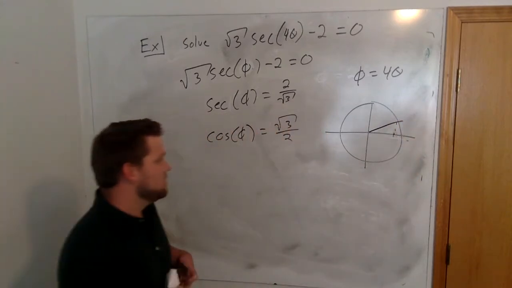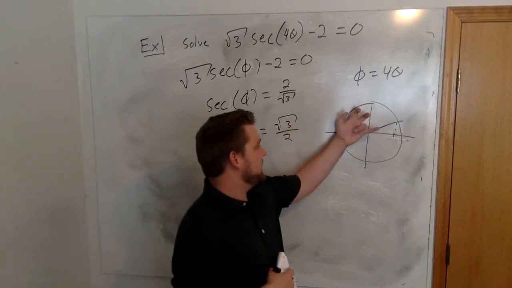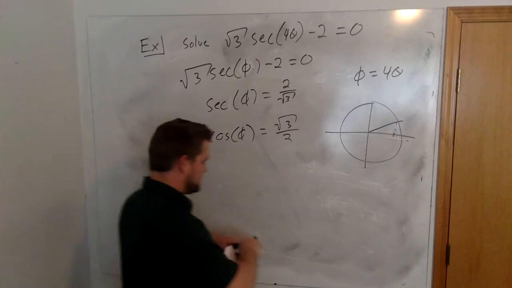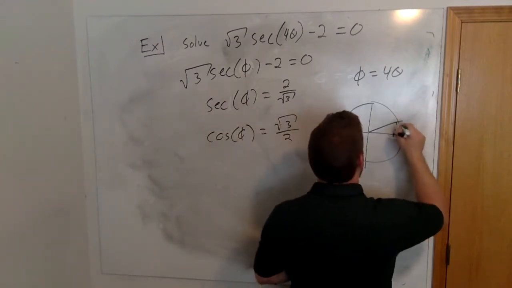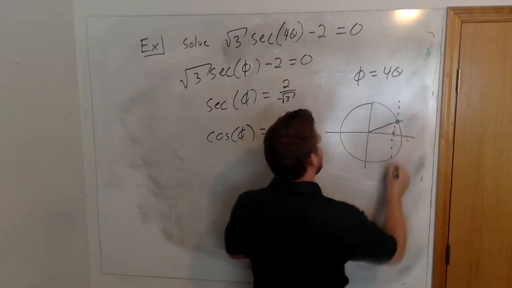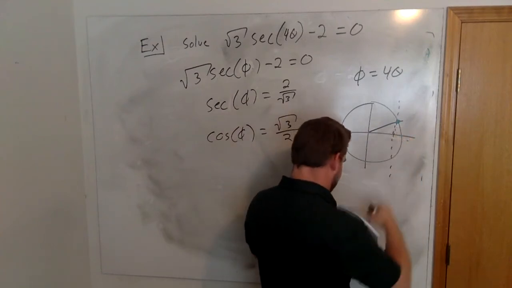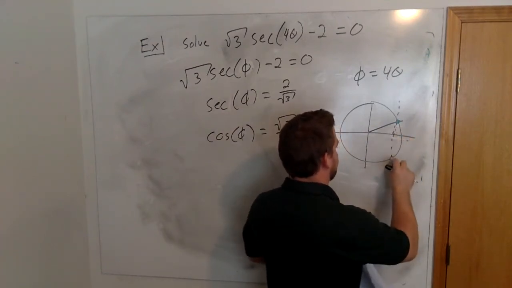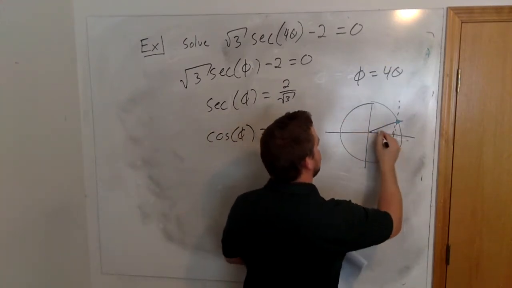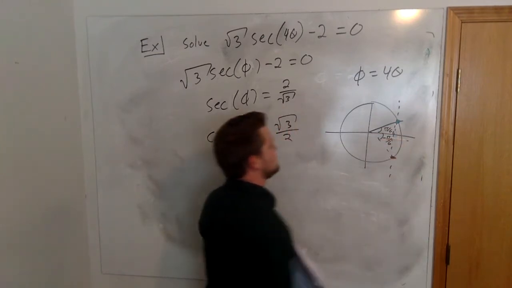So we put down our pi over 6 finger. That'll be when the x-coordinate is root 3 over 2. I guess this is what your calculator will spit out, but we want to find both locations where the x-coordinate is root 3 over 2. This is the one your calculator will tell you, and this is the one we have to think about. My circle's not perfect here, but this should be pi over 6, and this would be negative pi over 6.